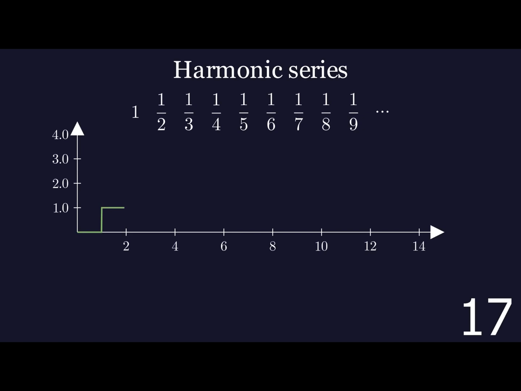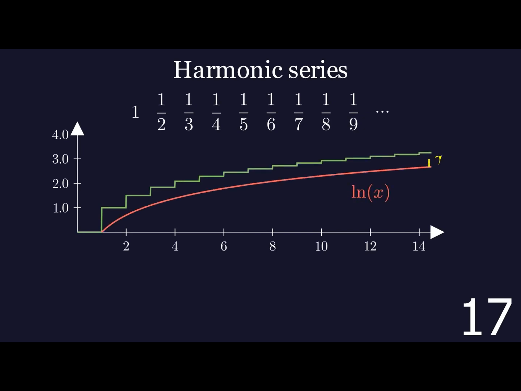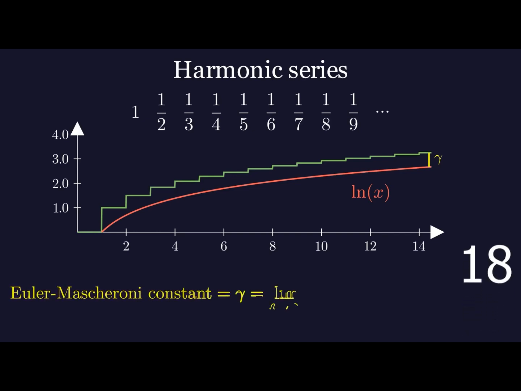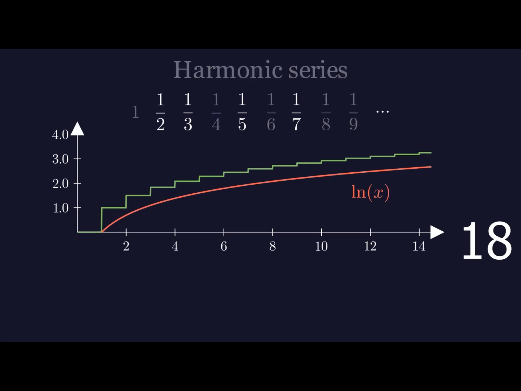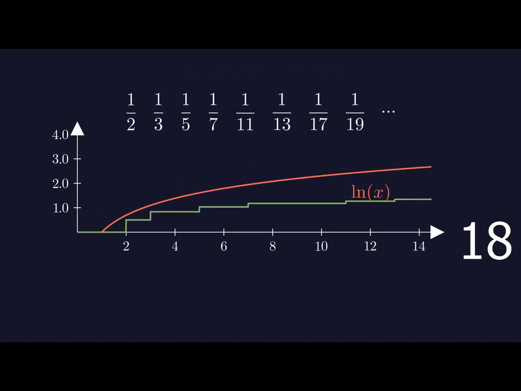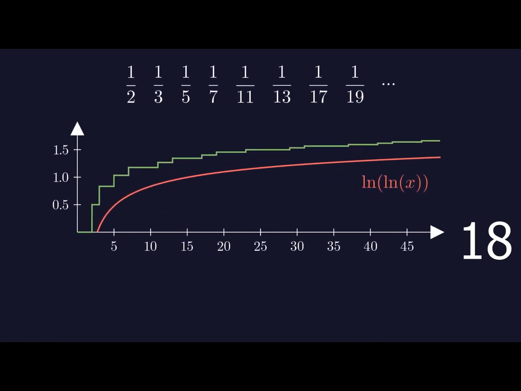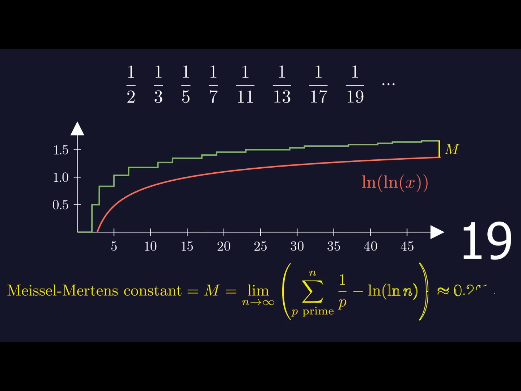The harmonic series starts with 1, followed by 1/2, then 1/3, and so on. We can graph the sum of the first x terms of this series. We can also graph the natural logarithm of x. The distance between the two graphs represents the Euler-Mascheroni constant, which is approximately 0.577. If we sum the reciprocals of only prime numbers, we get a different series. The distance between the graphs of this series and the natural logarithm of the natural logarithm of x is approximately 0.26, known as the Meissel-Mertens constant.